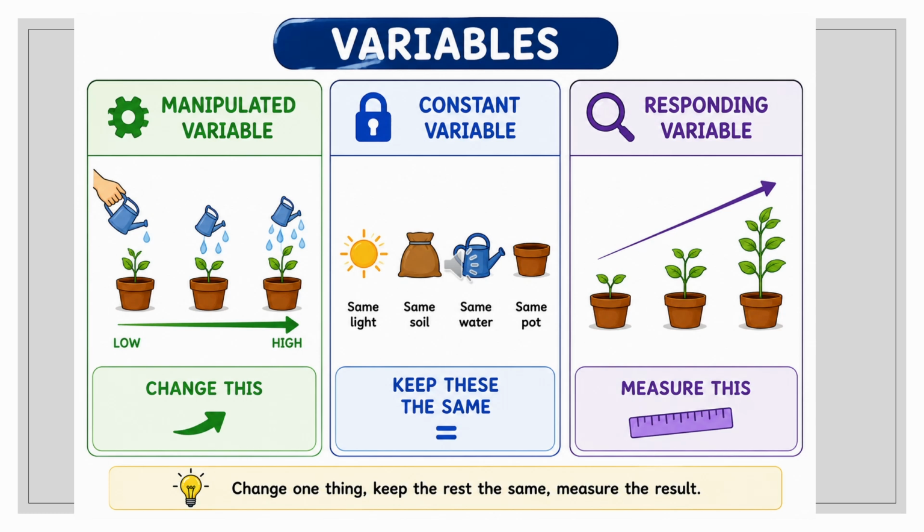Now, manipulated variables are things that you change. Okay? Constant variable will be the things that you keep the same. Whereas the responding variable will be the one that you need to find out or you measure in your experiment. Okay? So let's go to the next slide.